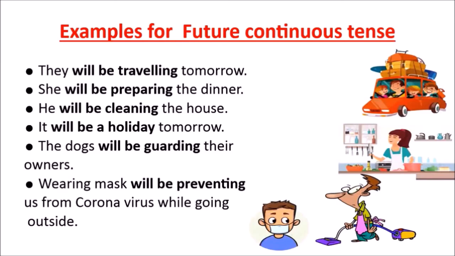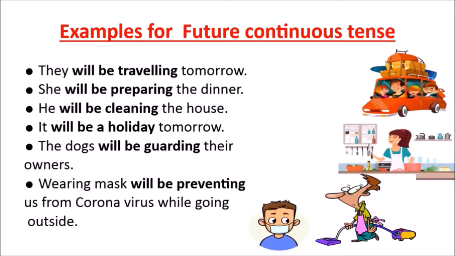Now let's learn them. They will be traveling tomorrow. So this is what is said in the definition. So they will be traveling tomorrow. So will be traveling here refers to an action that is going to be happening in the future at a specific time. What is the specific time? Tomorrow. Yes.